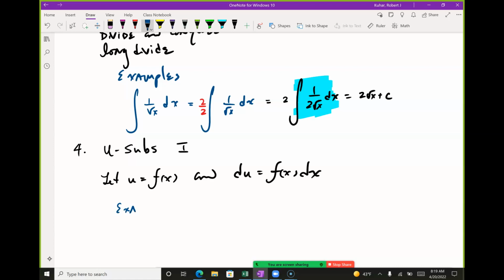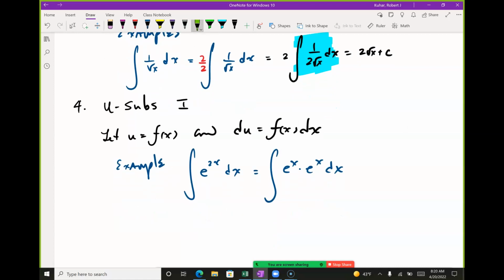So, example. I have the integral of e to the 2x dx. If I say use a U sub here, you've got 2 choices: the inside or the whole function. But I'm pretending I haven't taught you the inside U sub yet, which is next. This is e to the x times e to the x dx. Do you agree? So e to the x is my function, and the derivative is also e to the x. I'm going to let u be e to the x. Take the derivative of that, and I get du equals e to the x dx.